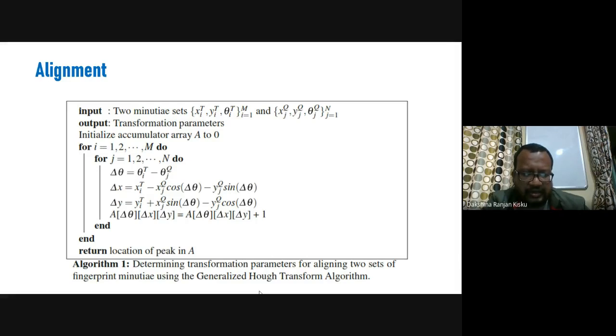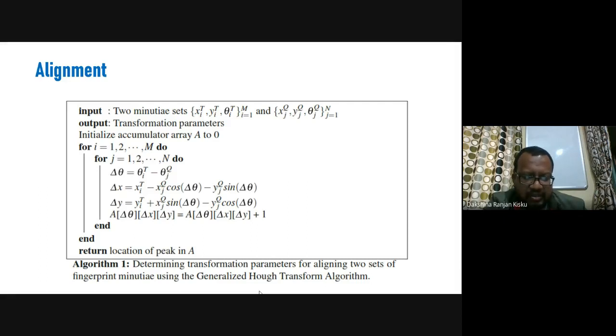So here delta theta gives us theta_i minus theta_j^Q. Here we get the difference between two orientations: the orientation of one minutiae point in the first set, and we get the difference of all minutiae points of the second minutiae set from it. So this will give us a vector. Delta theta is the vector of the orientation differences.